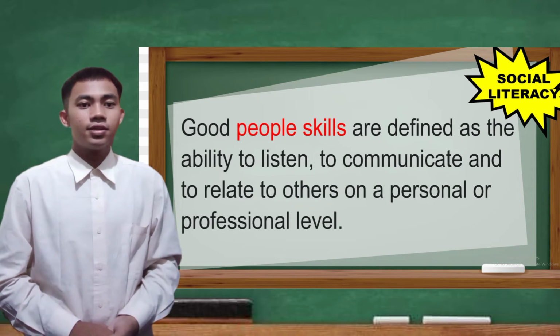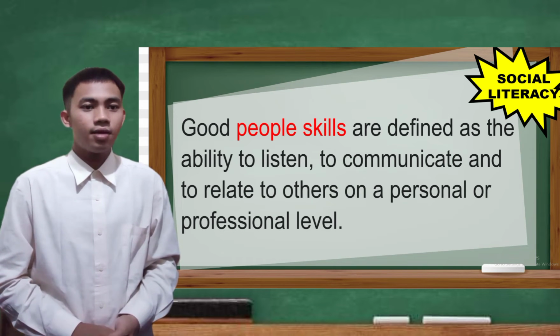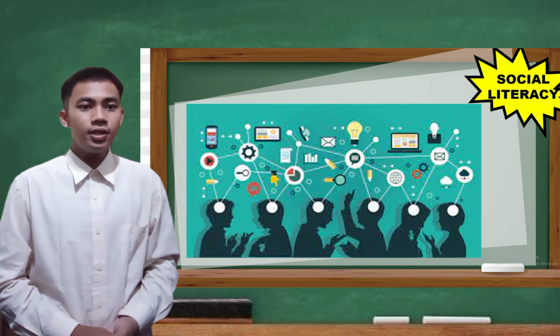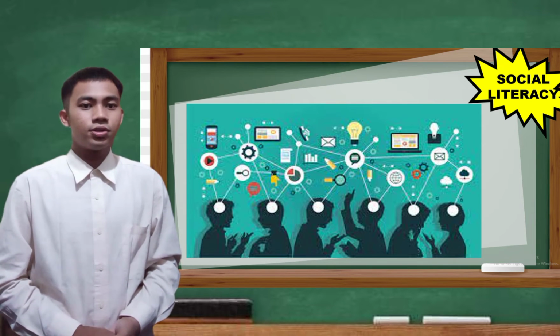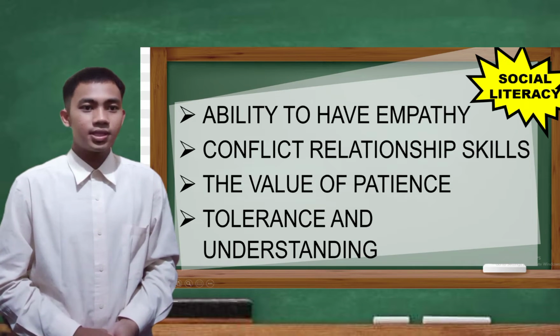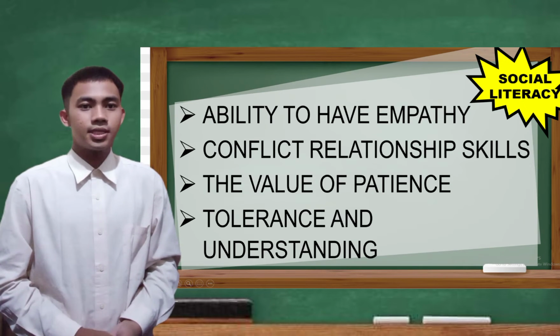Good people skills are defined as the ability to listen, to communicate, and to relate to others on a personal or professional level. Good communication skills involve choosing your words carefully and getting good information, and other valuable skills include the ability to have empathy, conflict resolution skills, the value of patience, tolerance, and understanding.